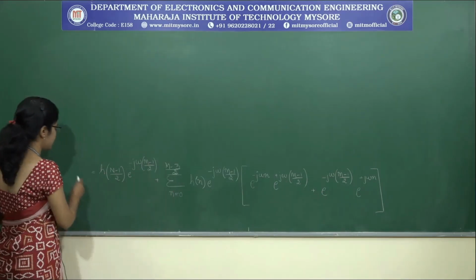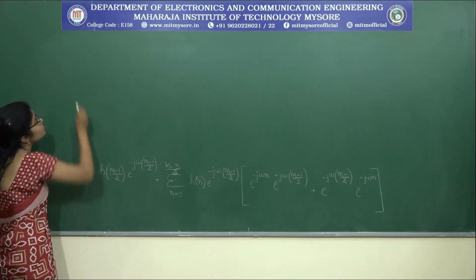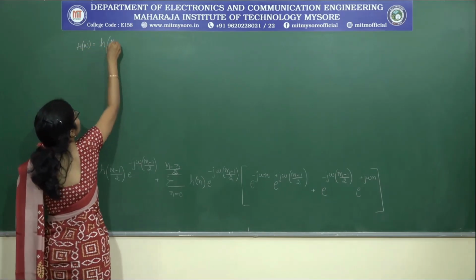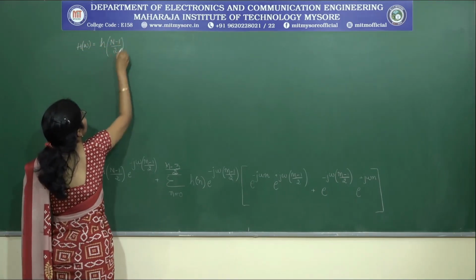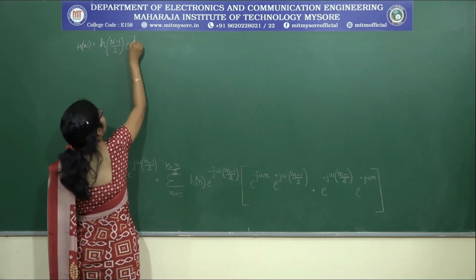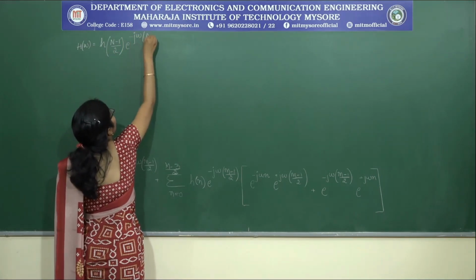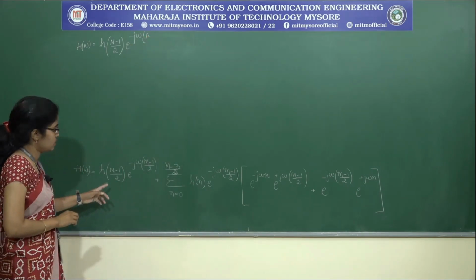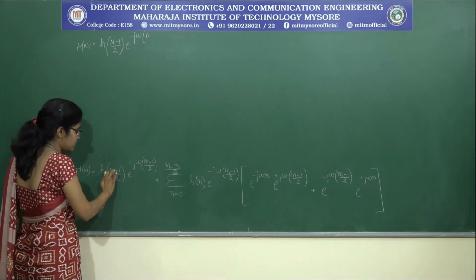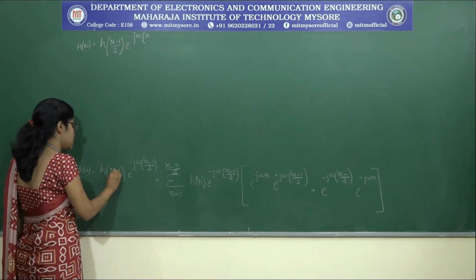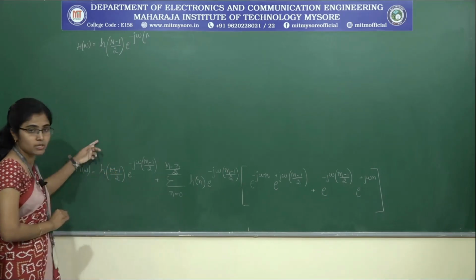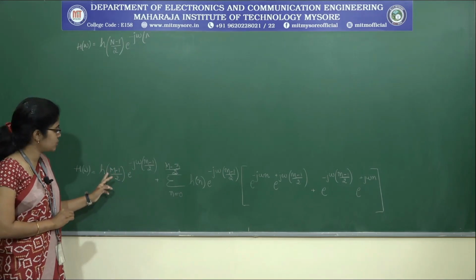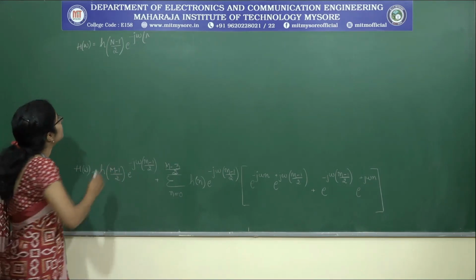So if I rewrite this equation, that is H of omega, which is equal to h of (m minus 1)/2 into e power minus j omega. So this has to be m, I have written it as n. We have taken the variable as m, so this should be m. In the previous step also, wherever I have written h of n minus 1, it should be h of m minus 1. So kindly look into that.